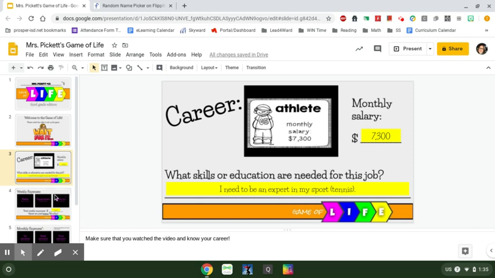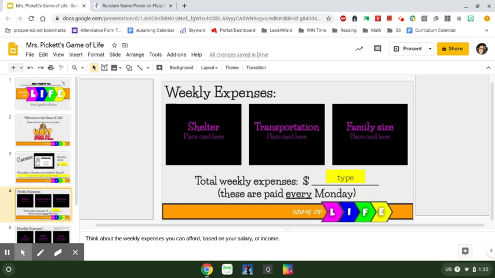Okay, next I'm going to go to my weekly expenses. I want you to note that these are paid every Monday. So I'm going to pay for these 4 times a month usually. Usually there are 4 Mondays in a month or 4 weeks in a month. I'm going to choose shelter, transportation, and family size. But I have to keep in mind what my monthly income is.